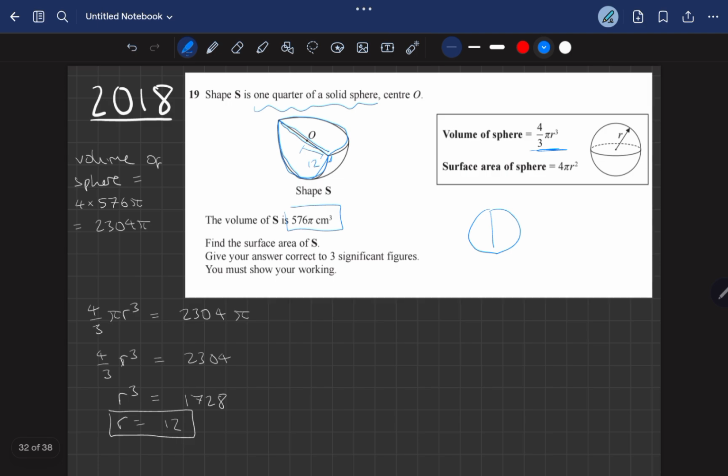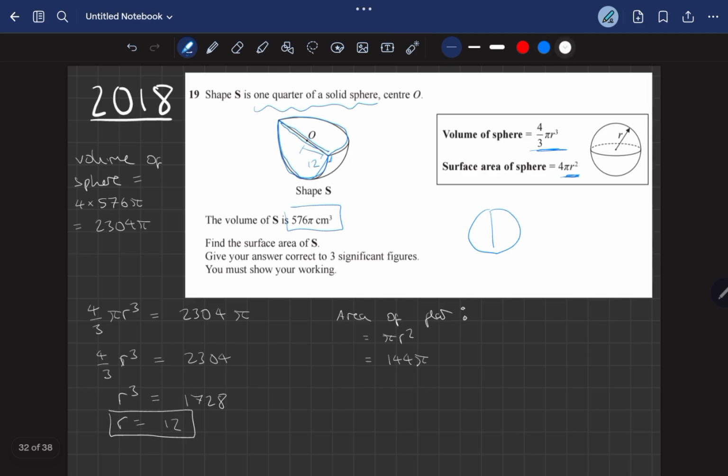So how do I find the area? I'm just going to write area of flat. Area of flat. This is going to be pi r squared. And this is just 144 pi. Okay? Now, how do I find the curved surface area? Well, I know that the surface area of the entire sphere is just 4 pi r squared. But I don't want the entire sphere. I just want a quarter of the sphere. And so I can just divide this value by 4.